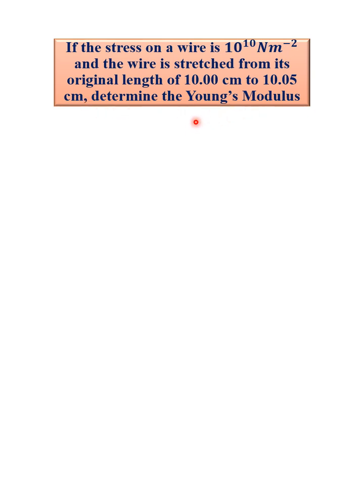Let's sort out the parameters one after the other. We are told that the stress on the wire, as given in the question, is 10 raised to power 10 Newton per meter squared. There is a change in length from the original length of 10.00 centimeter, let's call it the initial length L1, to a final length L2 of 10.05 centimeter. To determine the Young's modulus, let's represent it as letter E, the symbol we're going to use for Young's modulus. Question mark, that's what we're looking for.